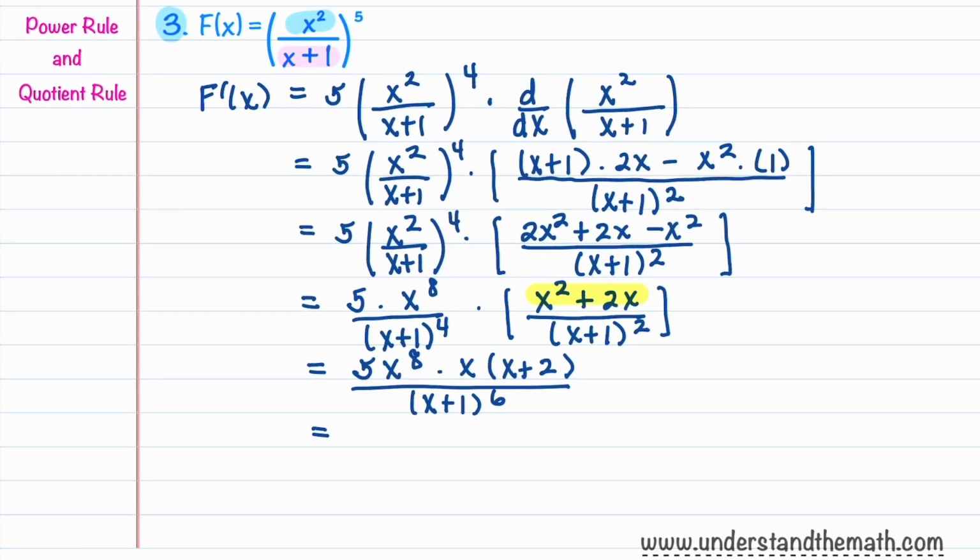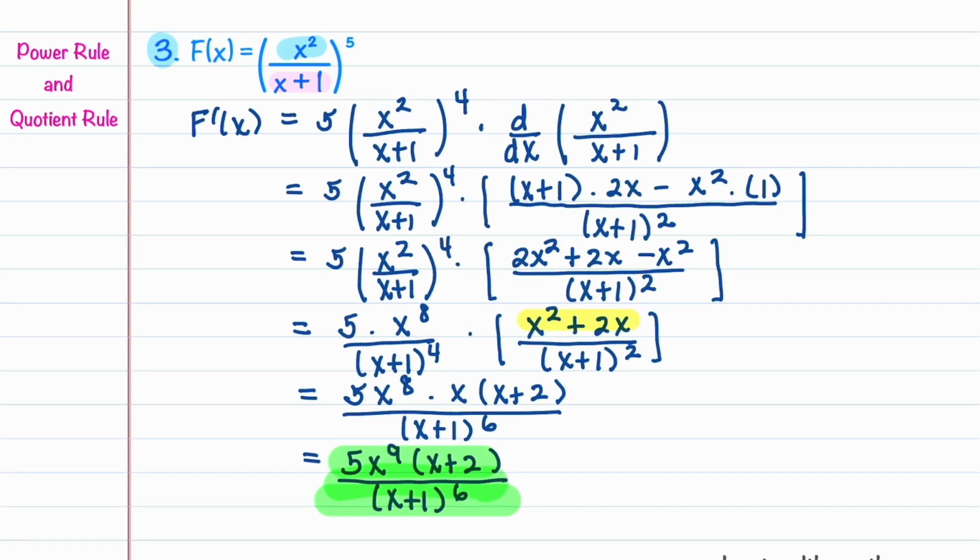Now we're almost done. We can combine our x's. So we have a 5x to the 9th, and we have an x plus 2. And in our denominator, we have our x plus 1 to the 6th power. And that is our final answer.